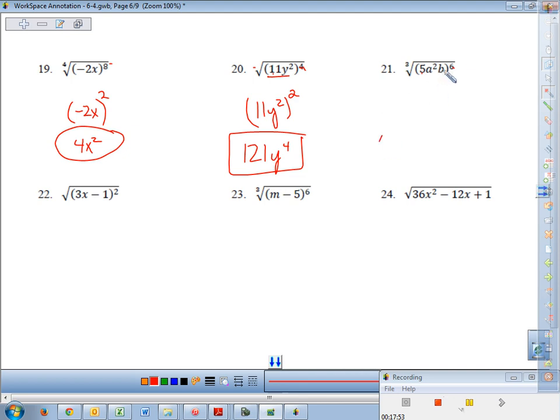Realize the trick is, it's the whole group to the 6th power in the cube root, right? So it's really 5a squared b to what power, my friends? Second power. Now we all know what 5 squared is. 5 squared is 25. A to the 4th, b to the 2nd. Nice. Let's see how well you can do 22.